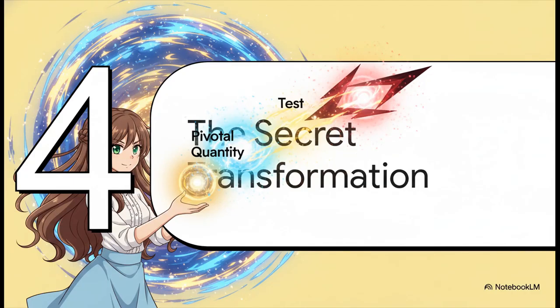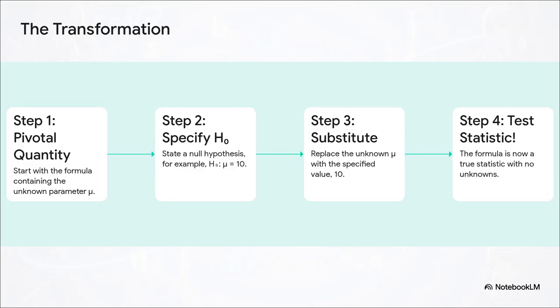And here we go. This is the moment the magic happens. This is the simple, almost deceptively simple step that turns our mysterious pivotal quantity into a hardworking test statistic. Check this out. It's just a few logical steps. We start with our pivotal quantity, with that unknown mu hanging out in there. Then, when we do a hypothesis test, we state a null hypothesis. We basically say, hey, what if mu is equal to a specific number, like 10? Step 3, we just plug that number in for mu. And just like that, poof, the unknown is gone. What we have left is a formula with just our sample data and some numbers. It is now officially a test statistic. We can actually calculate it.